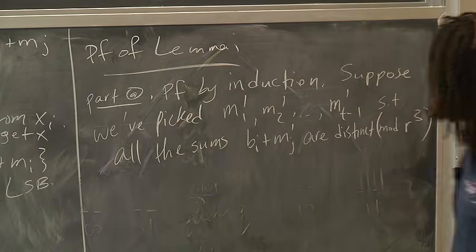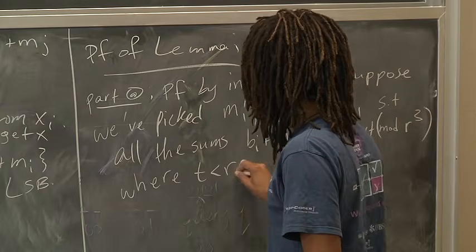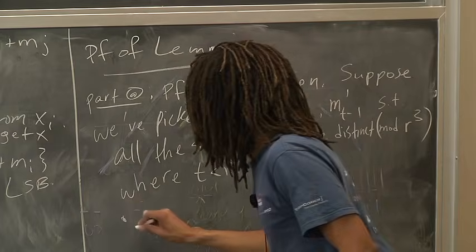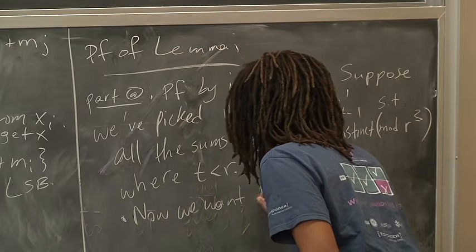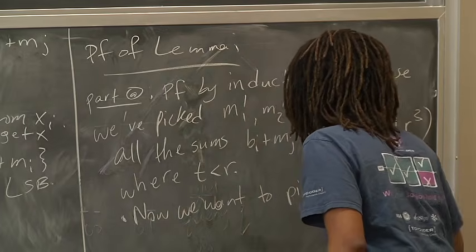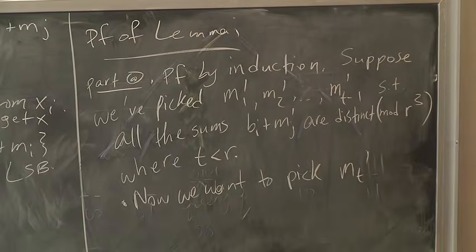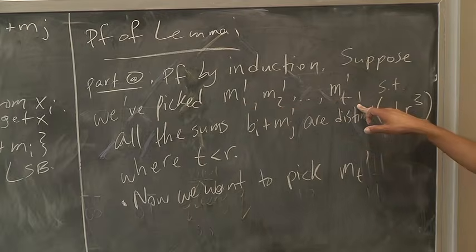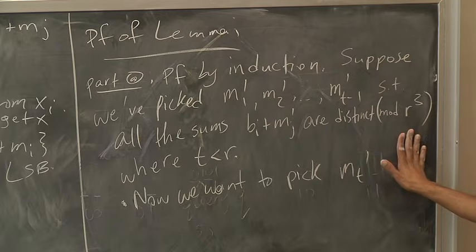Where t is less than r. Now we want to pick mt prime. So the thing that I want to show by induction is that we can choose m1 prime up to mr prime minus 1, such that all the sums are distinct mod r cubed. Okay?